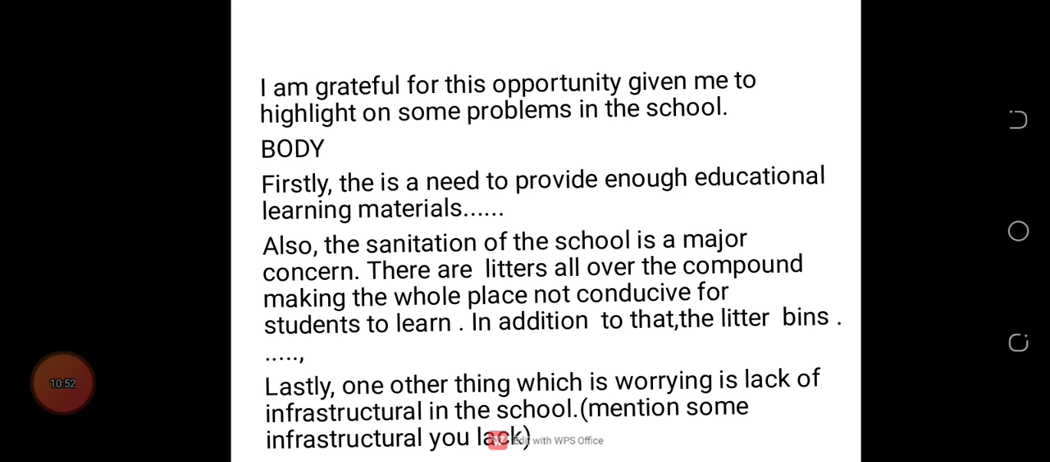Also, the sanitation of the school is a major concern. There is litter all over the compound, making the whole place not conducive for students to learn. In addition to that, perhaps the litter bins are not enough, or the litter bins are all broken and new ones must be provided. Yes, you can also state that. Then lastly, one other thing which is worrying is lack of infrastructure in the school. Then you mention some of the infrastructure you lack, okay, and what you seek to gain from those things you think the school doesn't have.